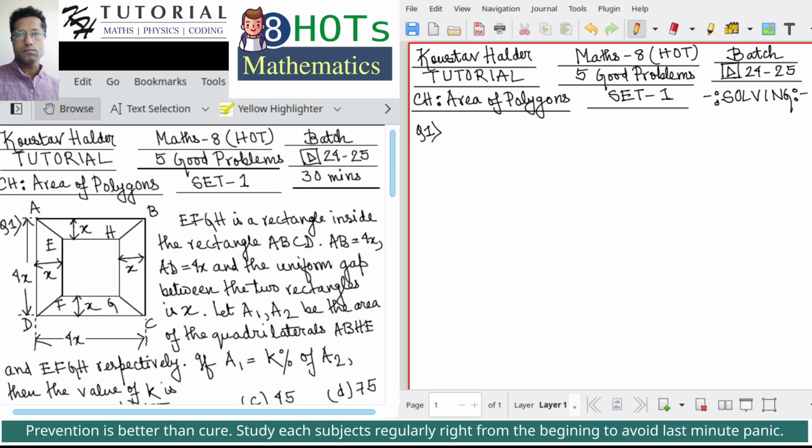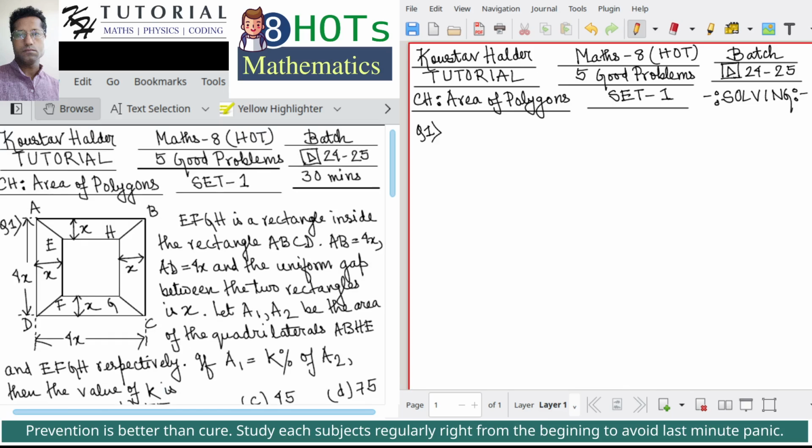So as you can see, the gap between the two rectangles is uniform, which is x. This also means that the inner rectangle EFGH is also a square, and its side will be 4x minus 2x, since each gap is x. Okay, let A1 and A2 be the area of the quadrilaterals ABHE, which is a trapezium, as we can see, and EFGH, the inner rectangle or inner square respectively. Okay, if A1 is equal to k% of A2, then the value of k is.